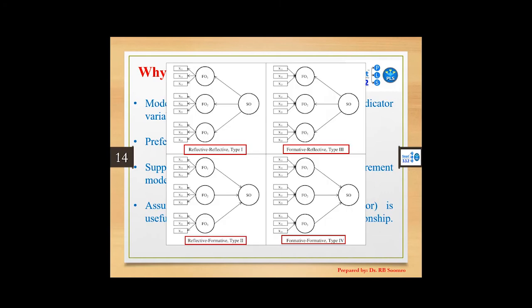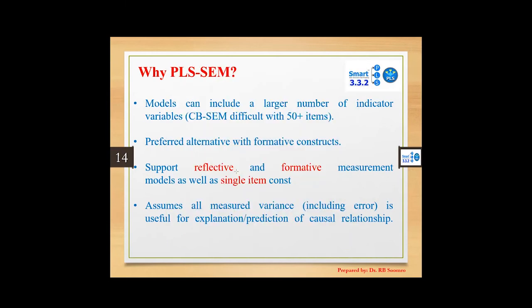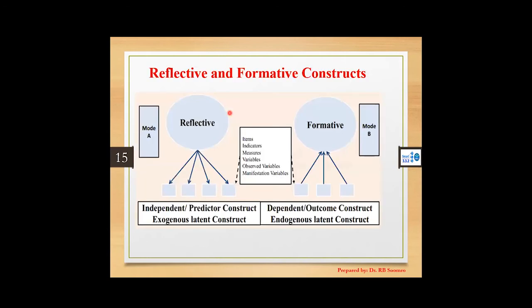But if you have a mixture, where one construct is reflective, then formative, then again reflective, then again formative, in this case you should give priority to PLS-SEM over AMOS, because AMOS cannot properly handle formative measurement models. And as I told you, one benefit is that even when there's a single item, SmartPLS can handle it properly. It assumes all major variance, including error, useful for explanation of that.